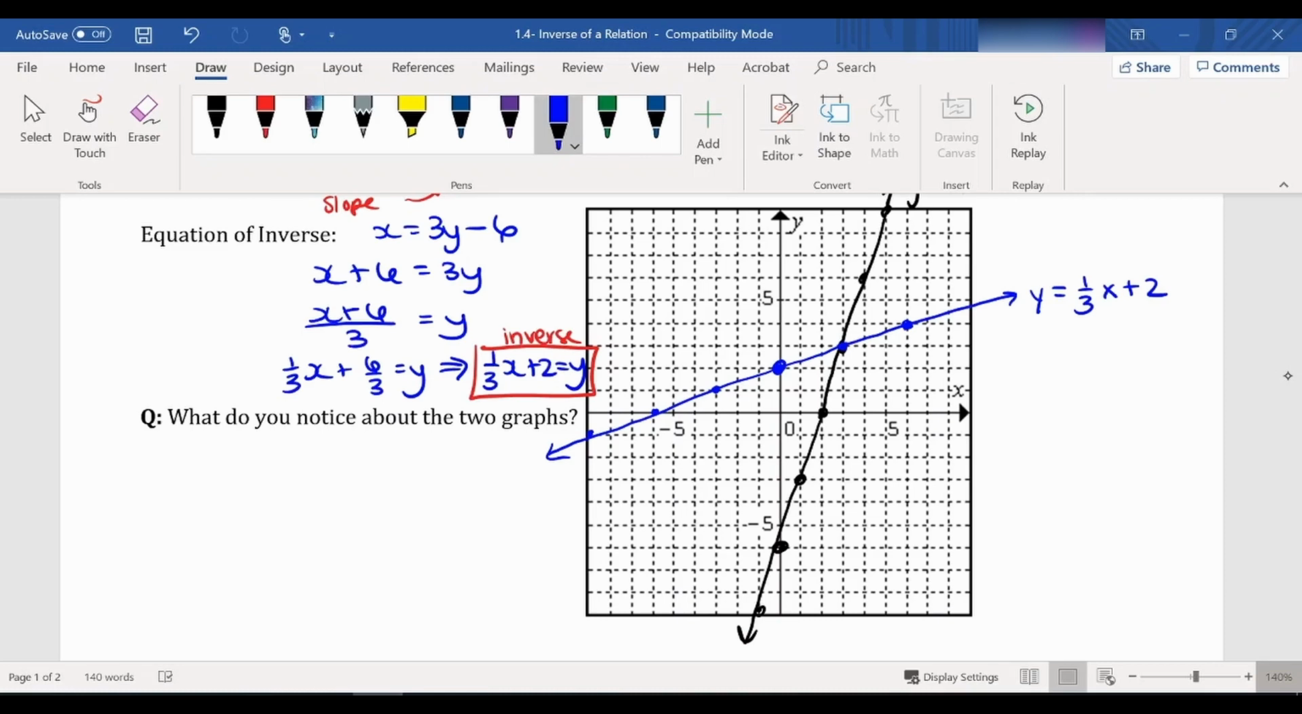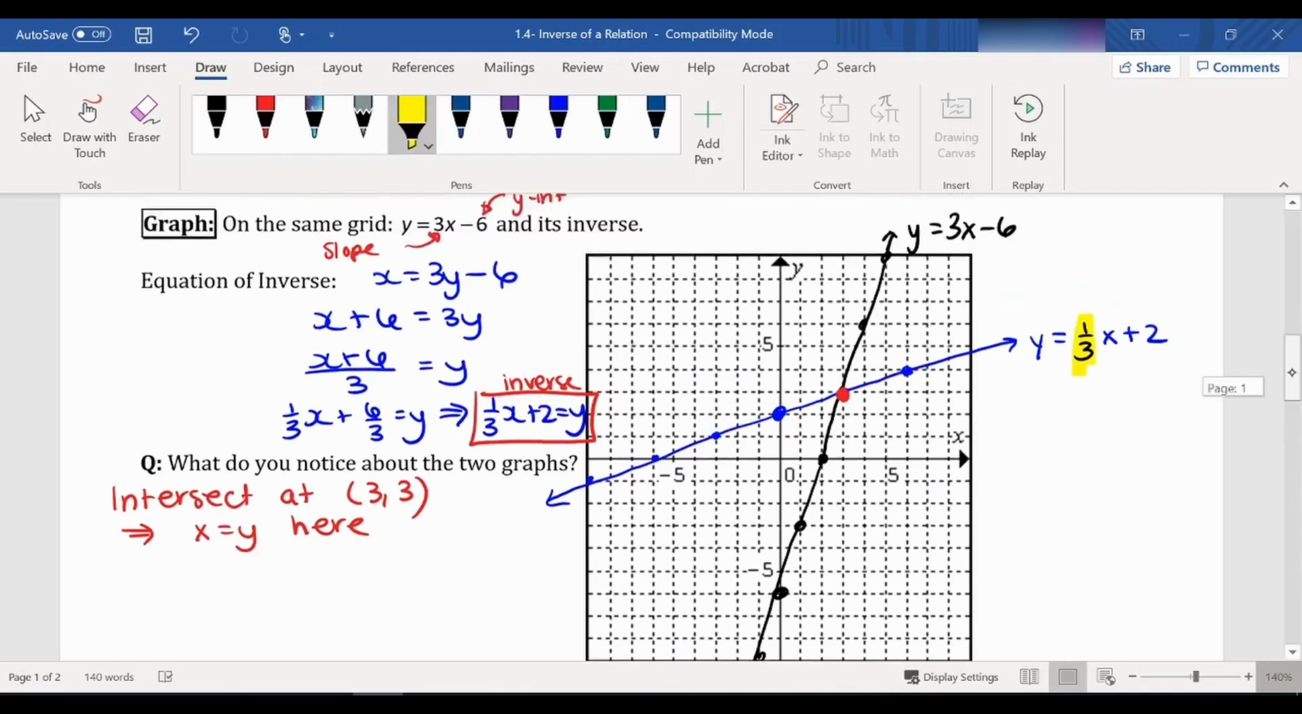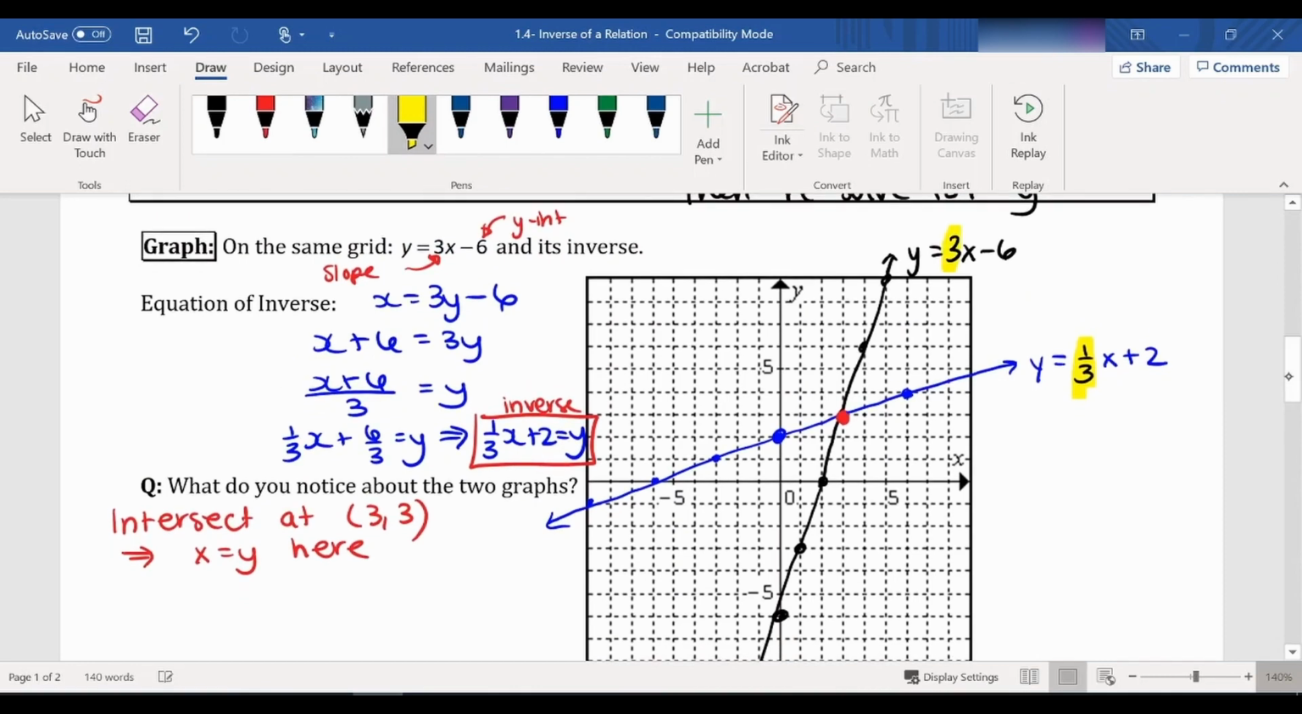So what do we notice about the two graphs? Hopefully we notice a couple things. Okay. We can see that they intersect at this point here. And the reason that they intersect there is because x and y are equal. Hopefully we notice that the slopes are reciprocals. So the slope of this one is 1/3. The slope of this one is 3.